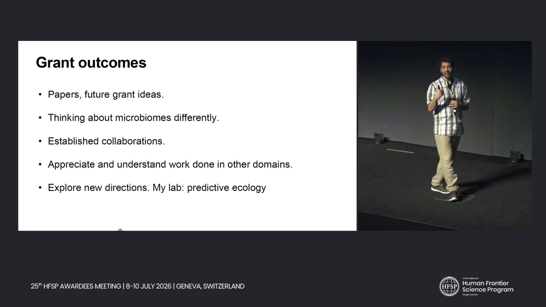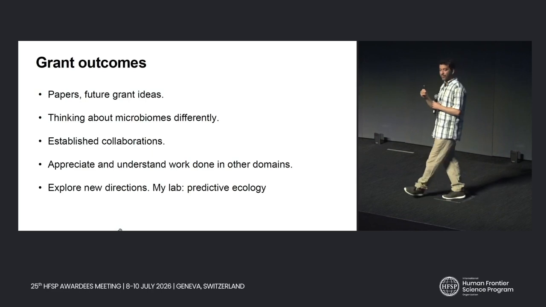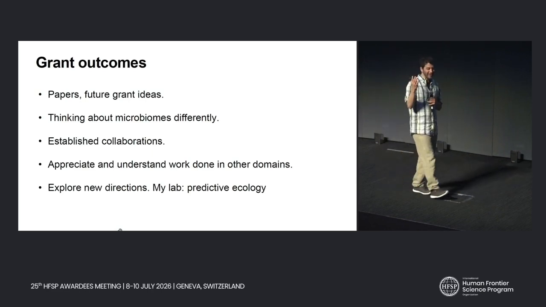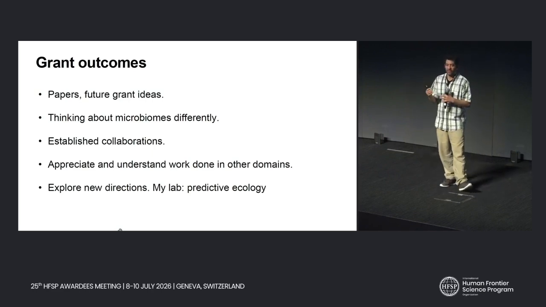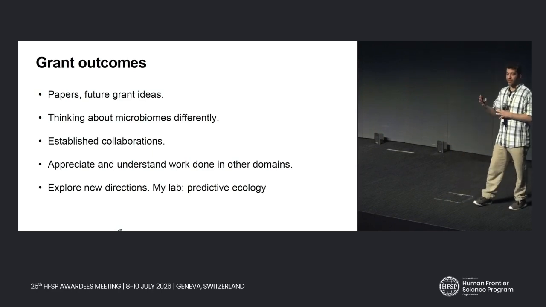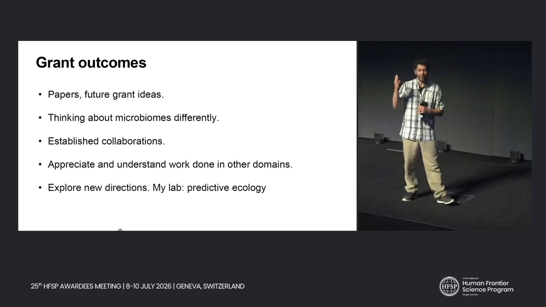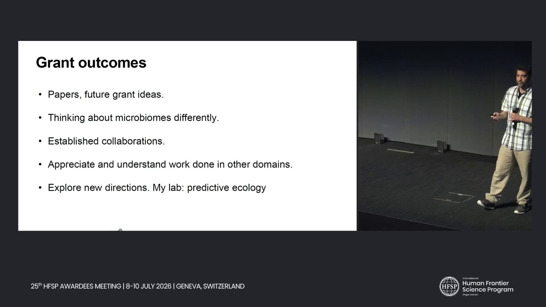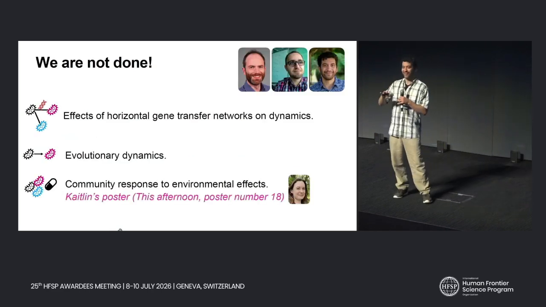And personally, it allowed me to appreciate and understand the work that is done in other disciplines and in other domains. For example, just looking at Caitlin and Jamie doing these experiments made me understand that it's really, really hard, and why it's difficult, and what the challenges are in other domains. And of course, explore new directions. So for example, in my lab, we're now doing predictive ecology because it's essential to this kind of work. But we're not done, because as I said, it's just the beginning.